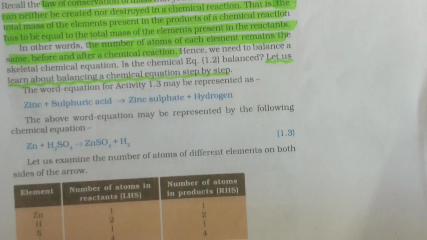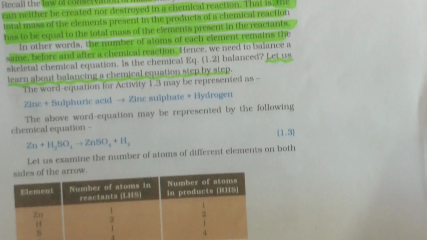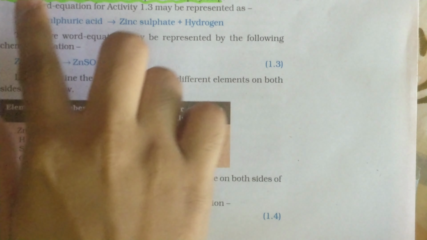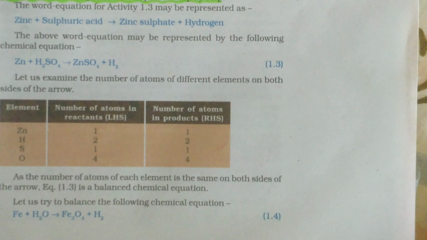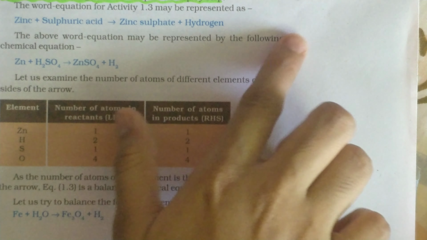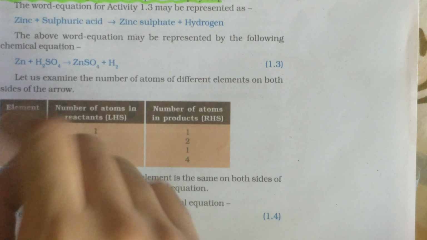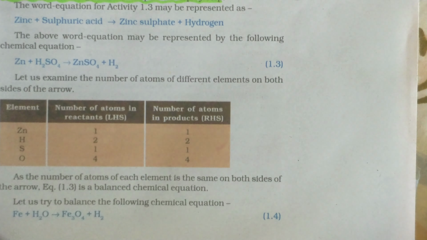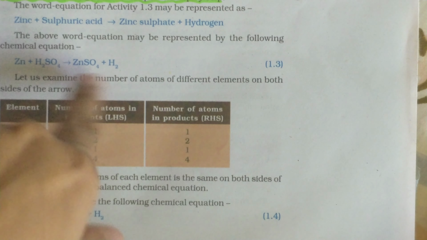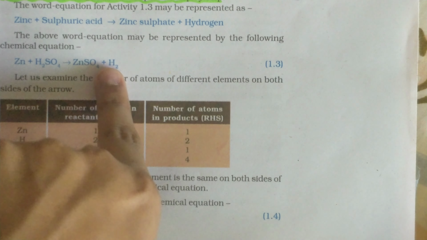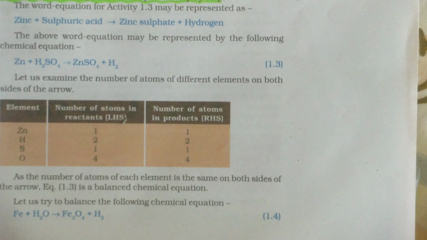So first let us learn about balancing chemical equations step by step. First we have zinc plus sulfuric acid, which gives zinc sulfate plus hydrogen. You write it as Zn plus H2SO4, which is hydrogen and sulfate, plus we have hydrogen. If you ask what the numbers are, these are the valency. If you want to remember valency in a simple way, I'll put that as a video. Make sure you comment if you want it.